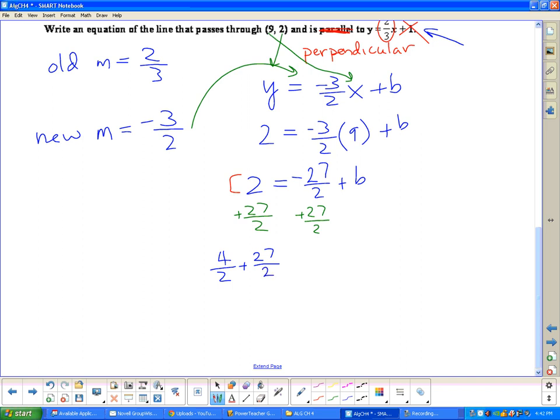Okay, so now that I have that, I'm just going to put it all together. Y equals, let's see, negative 3 over 2, the same new slope that I had before, and then plus 31 over 2. You could write that as a decimal too if you wanted. It'd be about 15 point something. But I would just leave it like that. That's how you write an equation of something that's perpendicular to something else.